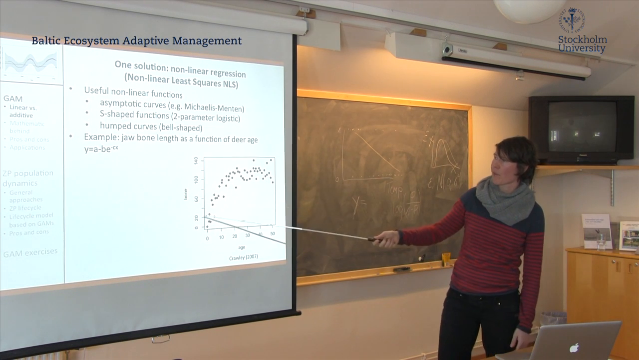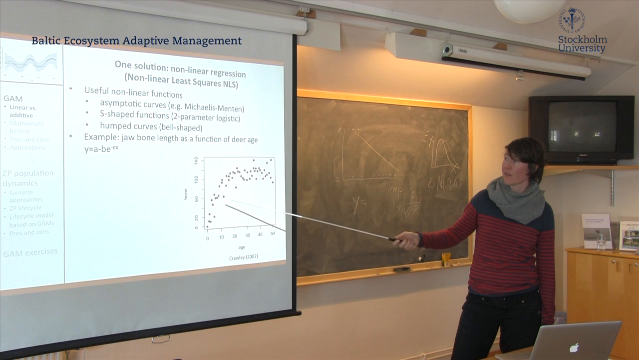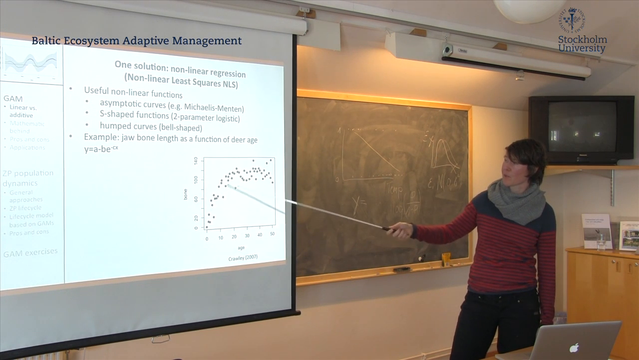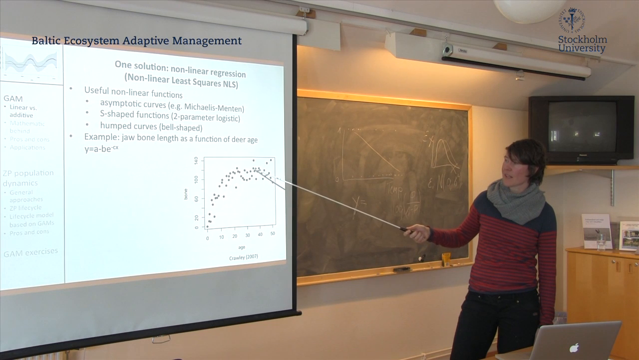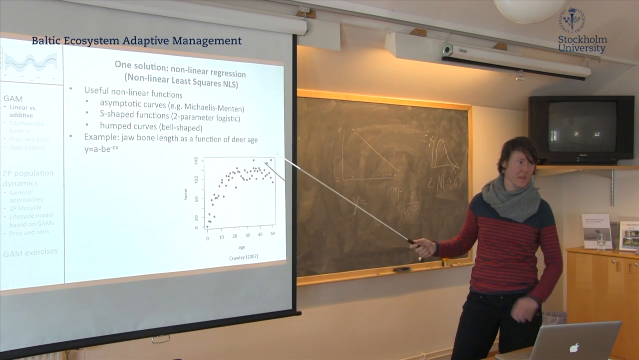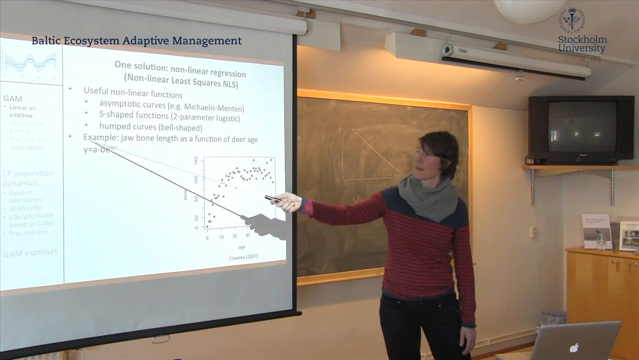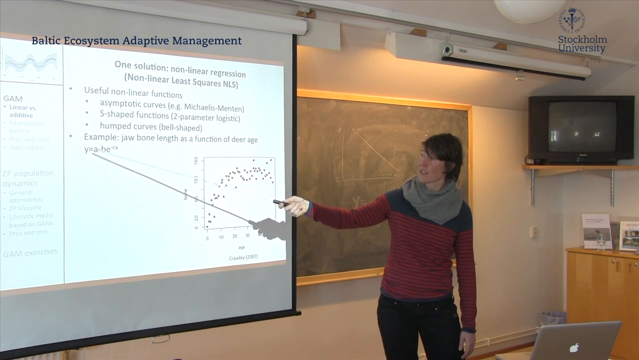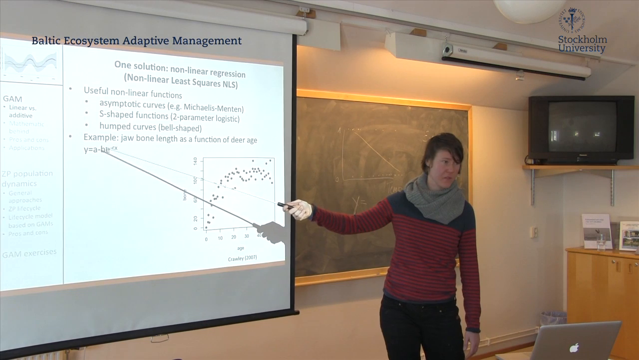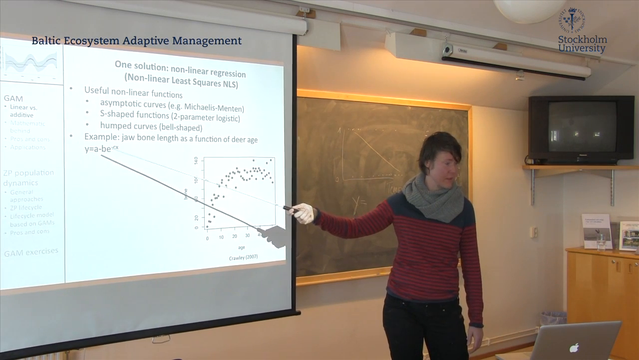This was just an example of, for example, jaw bone length as a function of DBH, and you also have an asymptotic curve. But an asymptotic curve doesn't always end up with the same equation. This one could be explained by this function here, and this looks different to Holling's equation.